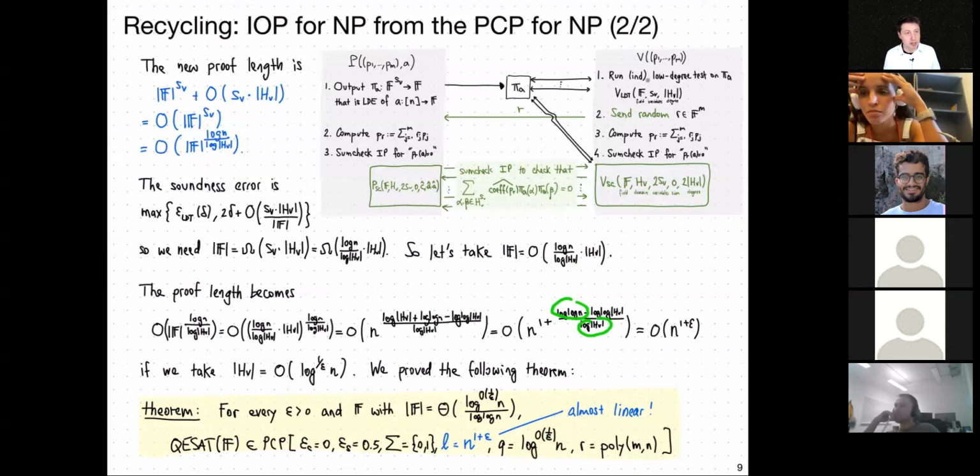So now, for any desired epsilon, I can make the proof length arbitrarily close to n by a constant, as long as I'm willing to pay for it in a bigger and bigger polylog of the queries, which is great. We went from cubic to n to the 1 plus epsilon. That's not bad. Any questions about any of these computations? They're all explicit, so you can check them offline. It took me a while today to lay them out.